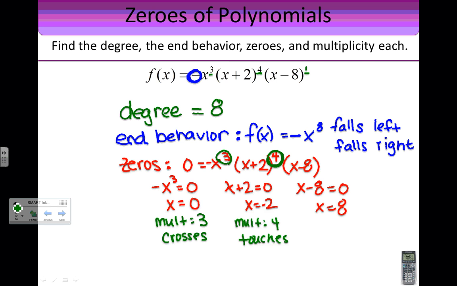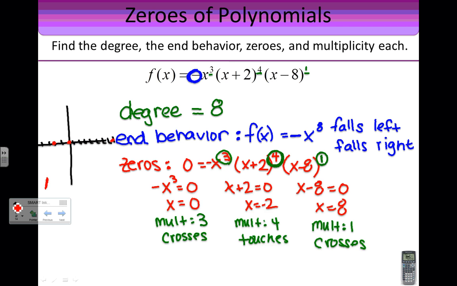Okay. X minus 8, that was just raised to the first power, so it only occurs once in our function. So the 0 x equals 8 only occurs once in the function, so it has a multiplicity of 1, which is an odd multiplicity, so it's going to cross through the x-axis. Okay. So again, what that's going to look like is we have zeros at 0, negative 2, and 8. So we know our end behavior tells us it's falling to the left and falling to the right.